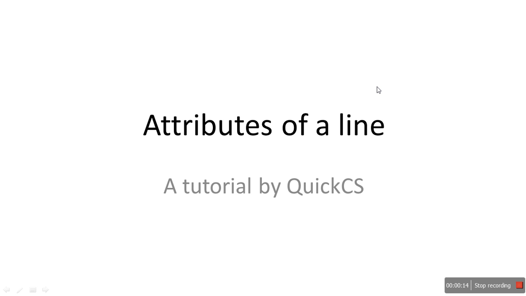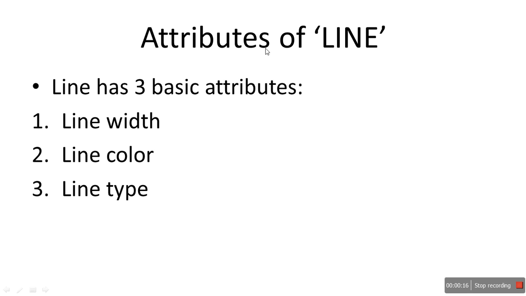So let's get started. First thing, what are the attributes of a line? A line has three basic attributes. First one is called line width, second one is called line color, and third one is line type. So basically these are the properties, or attributes, of the line that we can specify, or otherwise the default values will be applied.